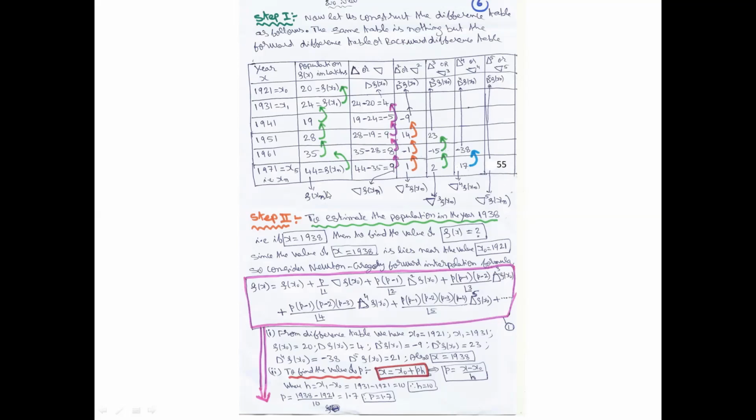In case of backward, observe the cursor. 1971, that is xn. In general, it is xn. This is f of xn. This is del f of xn. This value 1 is del square f of xn. 2 is del cube f of xn. 17 is del to the power of 4 f of xn. 55 is del to the power of 5 f of xn.